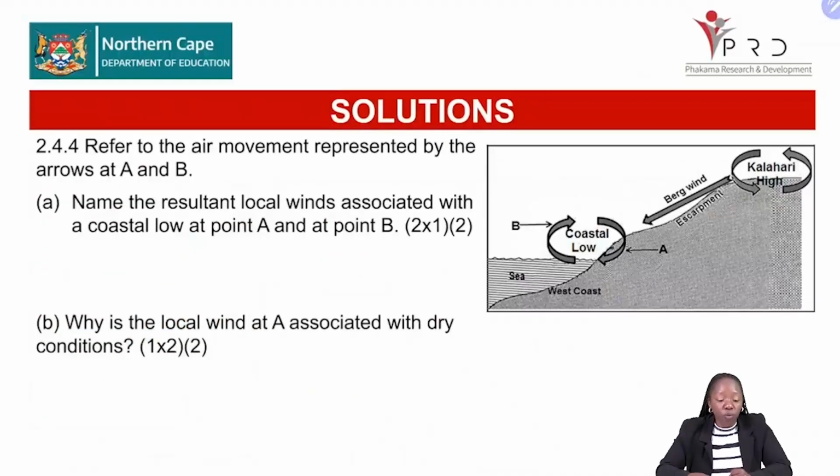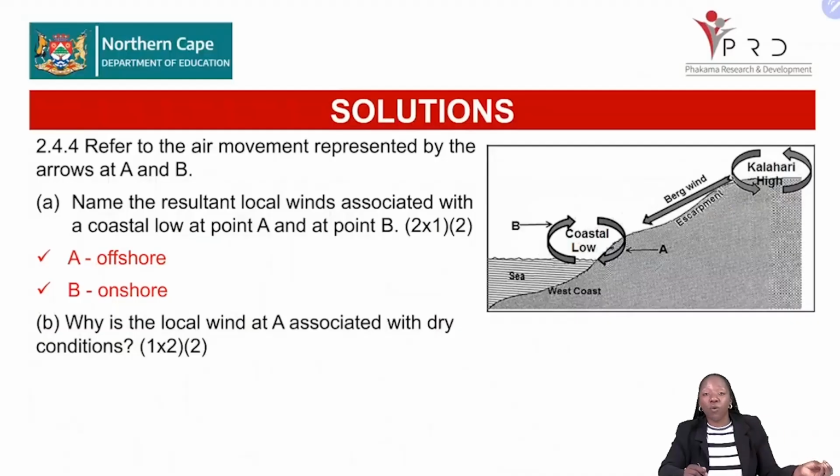Then your 2.4.4, we're going to start with A, whereby you were supposed to name the resistant local winds that are associated with the coastal low. Remember, we've got the offshore as well as the onshore. So A, it's your offshore, and then B, it's your onshore. You will remember that the B is an onshore, the winds that are coming from the ocean to the interior, and the A is an offshore, the winds that are blowing from the interior to the ocean.